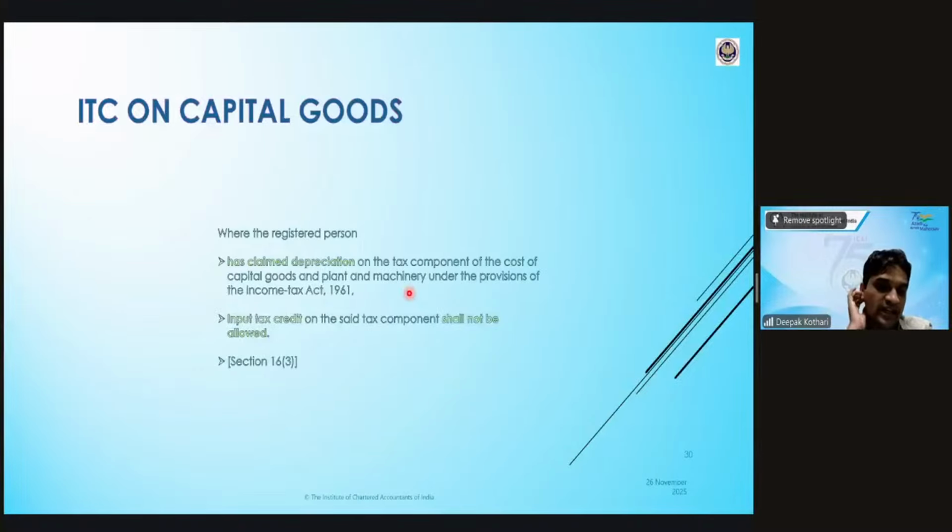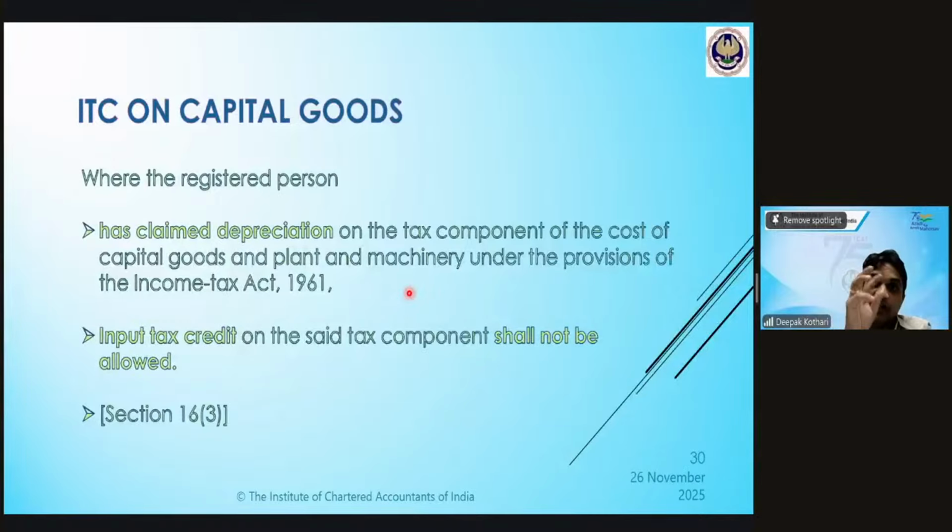ITC on capital goods, can I claim? Yes, I can claim it. But on the depreciation portion also, if I claim it, then I cannot claim depreciation under Income Tax Act. If I've claimed depreciation on that asset under Income Tax Act, then I cannot claim the ITC. So you'll not get dual benefit under both the laws. You'll say, okay, I will claim depreciation also, and on the depreciated value, I will claim the ITC also. Is it possible?